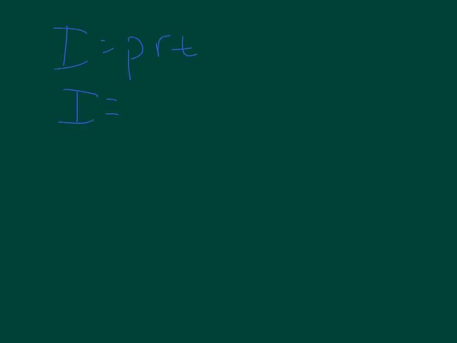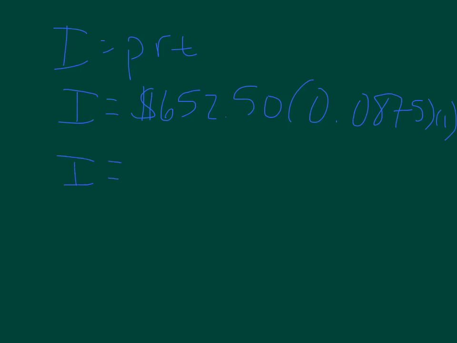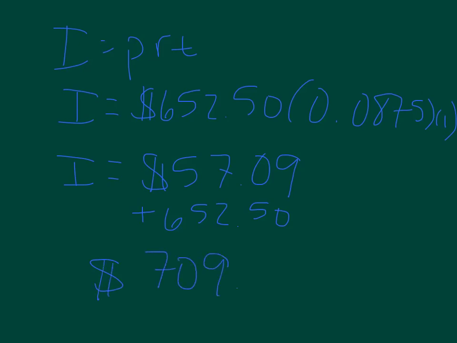Now our principal, though, for the second year is $652.50. We're going to earn the same interest rate, 0.0875, again, just for another year. So the interest the second year isn't the $52.50. Now it's $57.09. So the total amount of money that I have, I add that back to my 652.50, and now my total amount of money that I have is $709.59 after the 2 years.